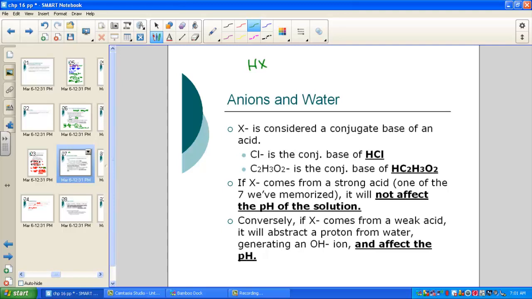HX, whatever X might be, the last name of whatever the acid is here, when it dissociates, we get the proton and X negative. This is the conjugate base of this acid. Remember, we're leaving the water out. The conjugate pairs. For instance, chloride is the conjugate base of HCl. Acetate, C2H3O2 negative, acetate is the conjugate base of the acetic acid. These two are conjugates.